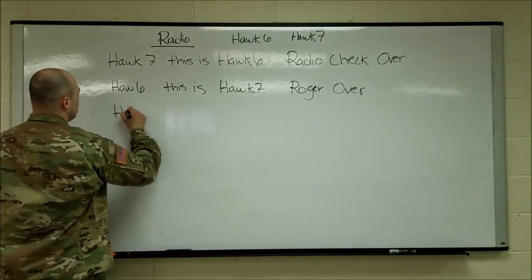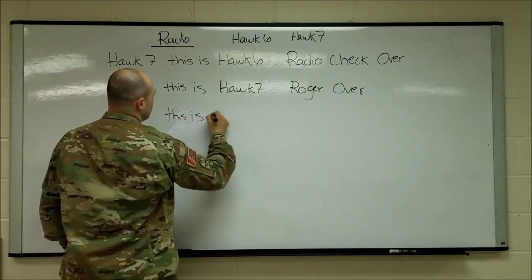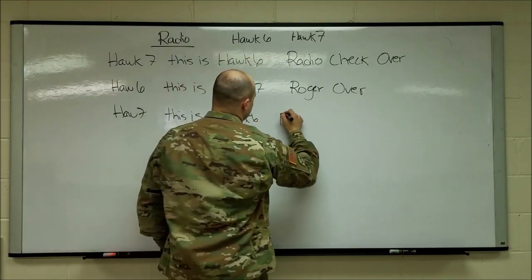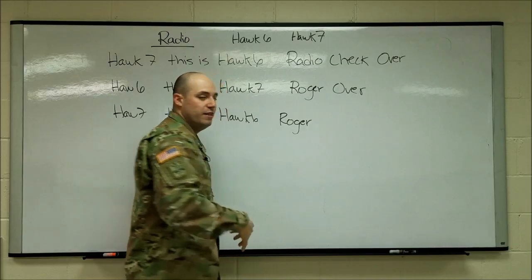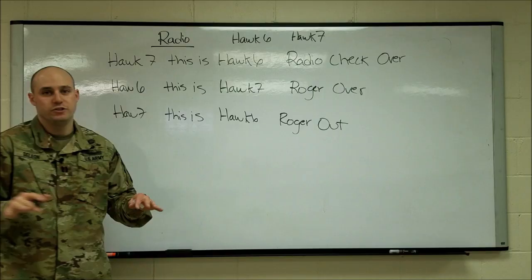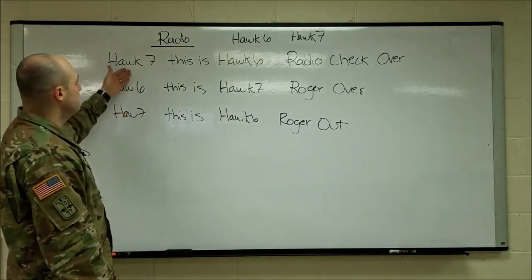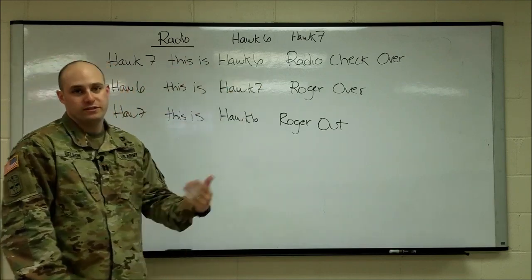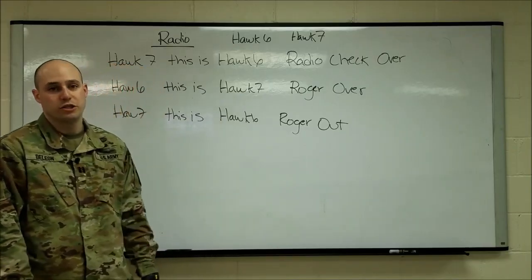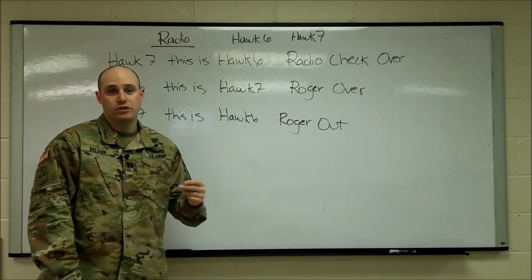So then you go, Hawk 7, this is Hawk 6, Roger. And now he wants to end the phone call. It's over. Out. Done. Okay? That is the best radio check that you can do. So Hawk 7, this is Hawk 6, radio check, over. 6 asks 7. Hawk 6, this is Hawk 7, Roger, over. 7 tells 6, Roger, we're good. And then 6 tells 7 again, hey 7, this is 6, Roger, out.